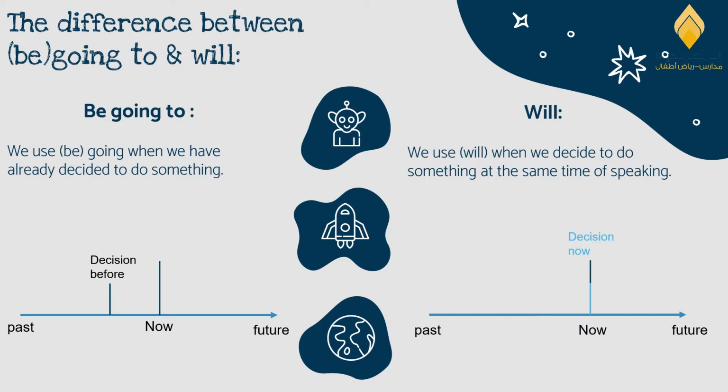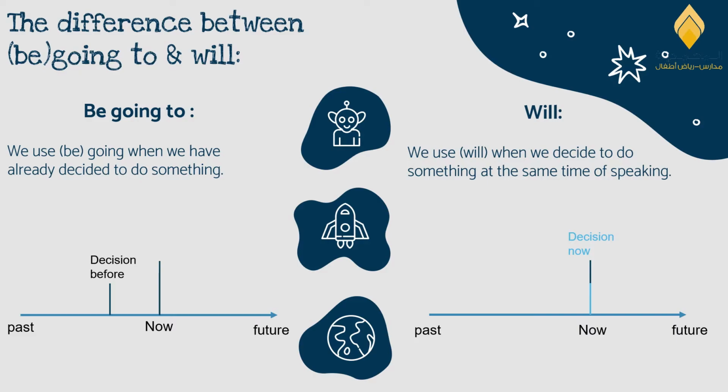If you take a look at this timeline, we are talking about now. The decision is made before now. So we use be going to when we have already decided to do something. We decided to do this thing before now. So we have already decided to do something.